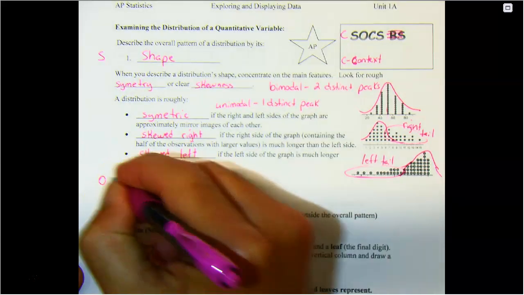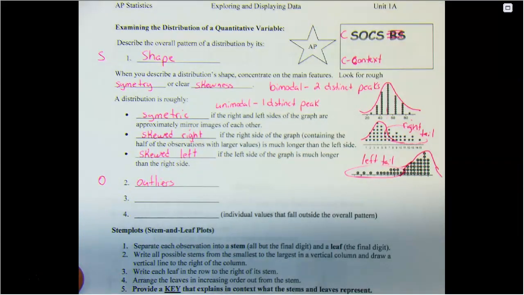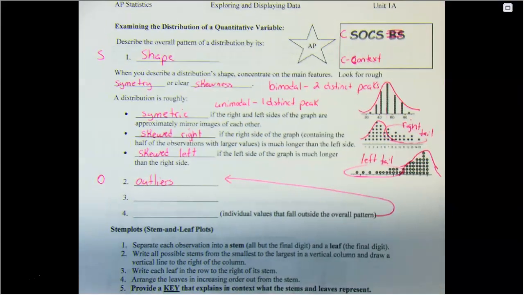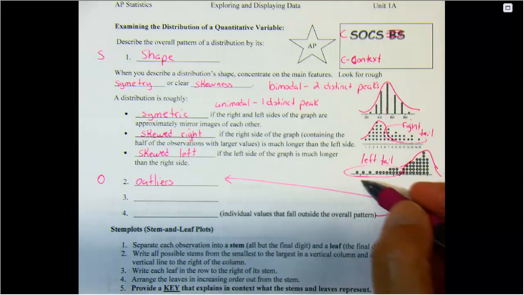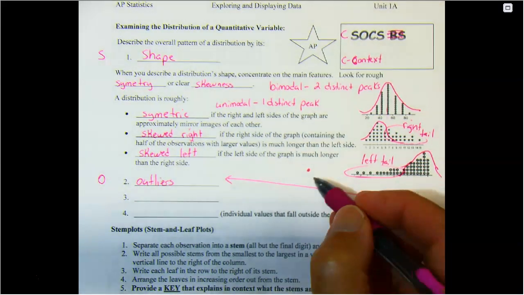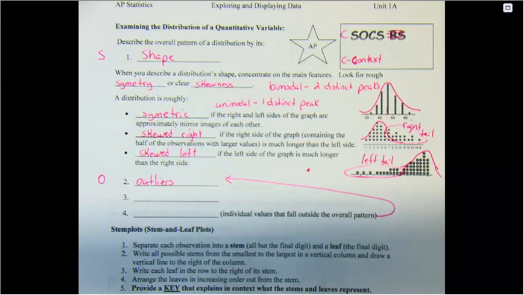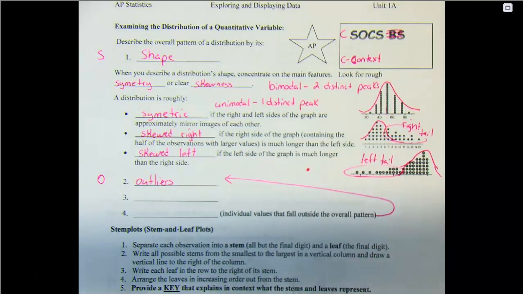O stands for outliers. Actually, I did this out of order. I should put that there. Outliers are individual values that fall outside of the overall pattern. So this still falls within the pattern. There would be no outliers. If I had another dot that was clear down here, this dot would be considered an outlier. It deviates from the overall pattern immensely. These three right here actually may be outliers themselves. When we get to the box plot, we'll figure out a way to mathematically calculate an outlier, but not right now.